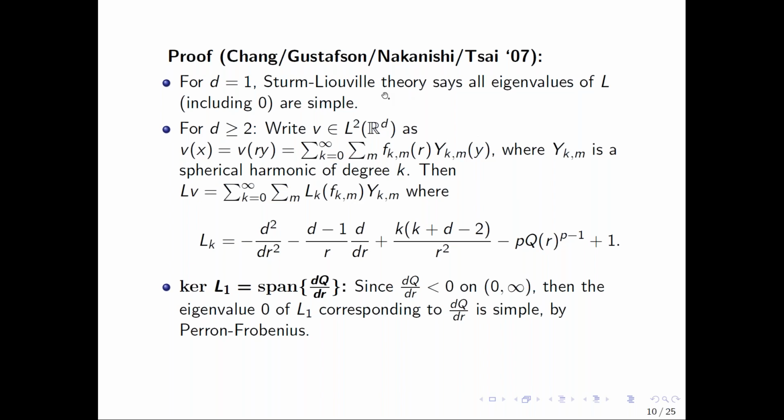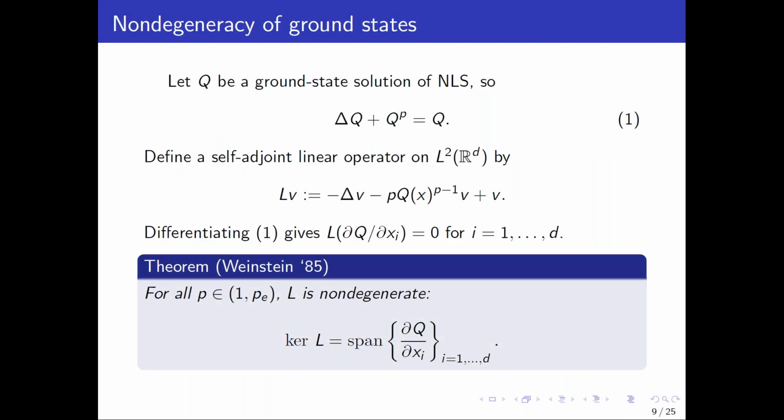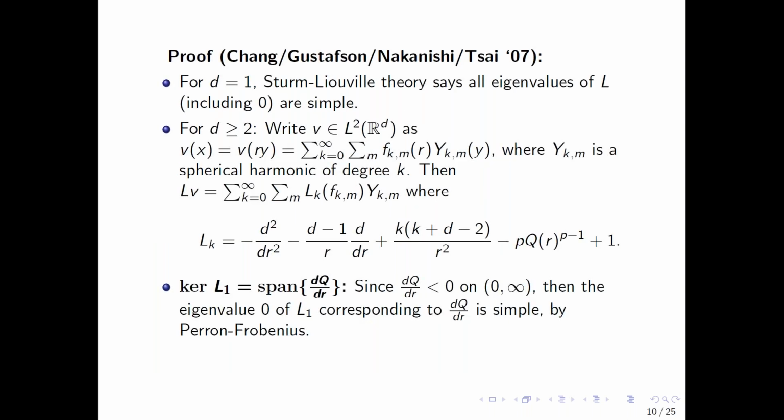So first I wanted to mention that in case d equals 1, there's really nothing to prove if you want to prove non-degeneracy, because remember, in the one-dimensional case, this would be the solutions of a second-order ODE, a Sturm-Liouville operator. And the Sturm-Liouville theory says that all the eigenvalues of a second-order differential operator are simple, and since 0 is an eigenvalue, it's simple. That means its kernel is one-dimensional. So that proves the theorem in one dimension.